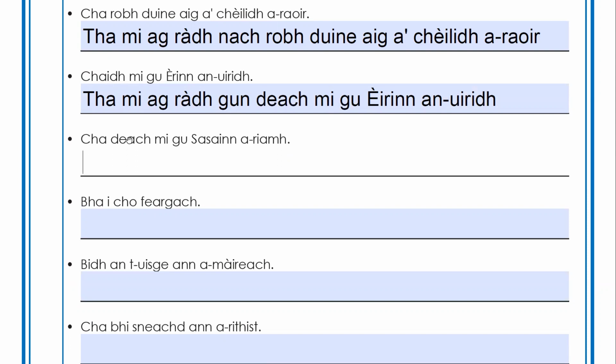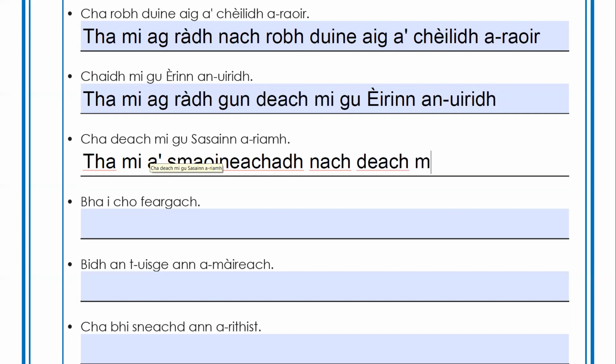So we have the same verb. We have went, go. Chajach, didn't go. So it's negative. Chajach mi. Ha mi smuinjechuk. Cha, negative, so it's nach. And jach mi gu sasin adiev. So chajach, nachjach. Ha mi smuinjechuk nachjach mi gu sasin adiev.